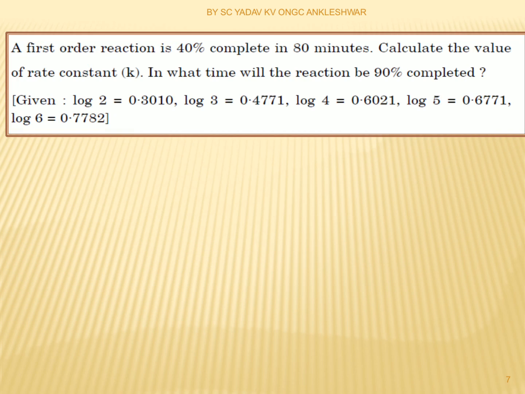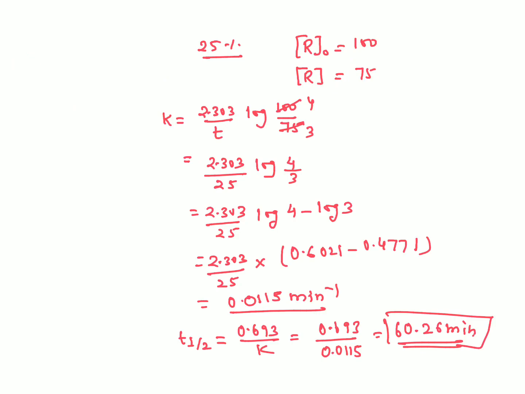So now just see again the problem from the first order reaction. A first order reaction is 40% complete in 80 minutes. It means time is given as 80 minutes, and 40% is completed. It means the final concentration of reactant is 60%. Calculate the value of rate constant. Rate constant you have to find out. In what time will the reaction be 90% completed? It means now only 10% concentration is left. So I am solving it first, then I will show you how the marking scheme is.